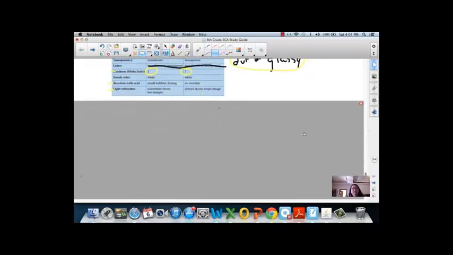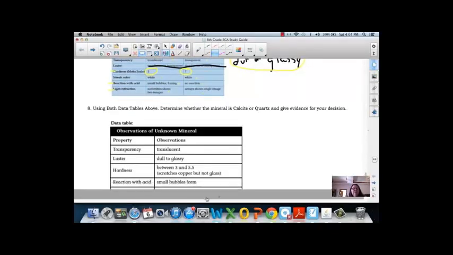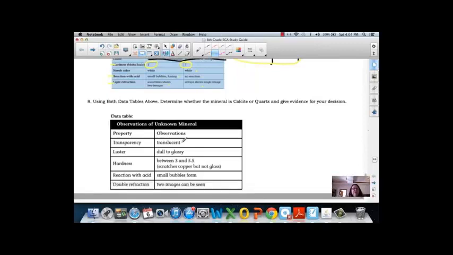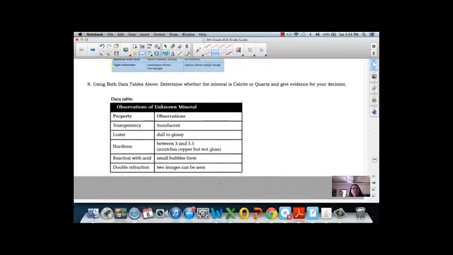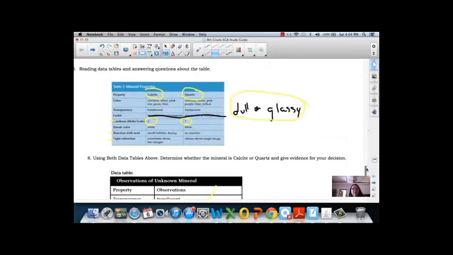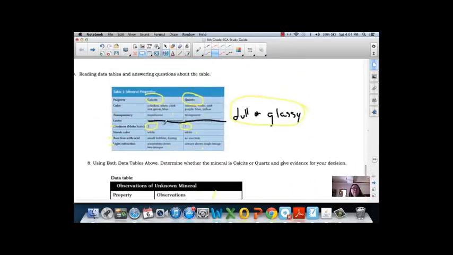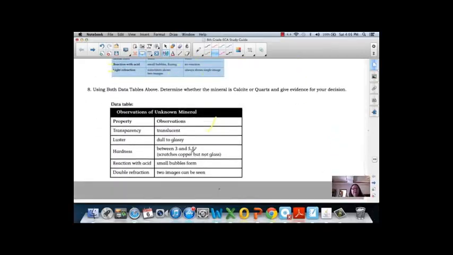Okay, so then we get this data table. This data table says, here we go. Let's see if we can bring this up just a little bit. First off, it's translucent. Okay, if we go back, translucent means it is calcite. Then dull to glassy, okay, that doesn't help us. Hardness, between 3 and 5.5. Well, okay, right there we know pretty for sure it's calcite. Small bubbles form. We look up here, react with acid, small bubbles form, and it does double refract. So we've got 4 very conclusive pieces of evidence. Well, that one maybe not so much, it's a little harder to tell.